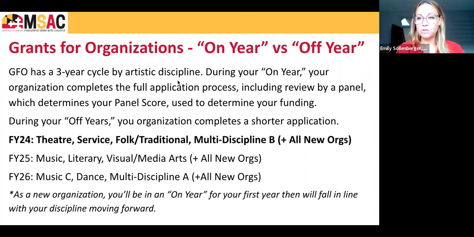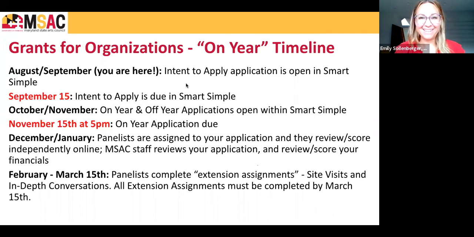So within this new year in FY24, you'll complete an on year, but maybe you'll fall into the visual and media category. The following year, you would then complete another on year to get into your discipline track. Similarly, if you find yourself in dance, you'd fill out an on-year application as a new organization this year. And then in FY26, you'll find yourself in an on-year again, and then you would be in your discipline rotation from there.